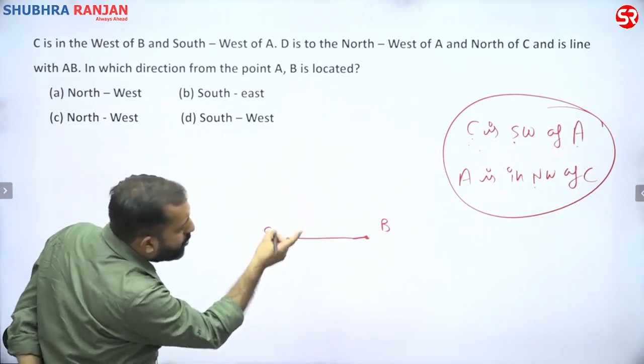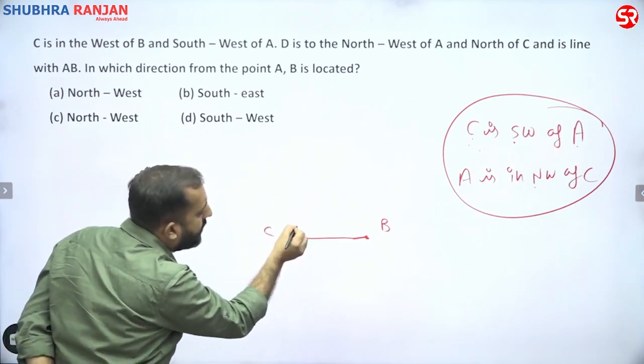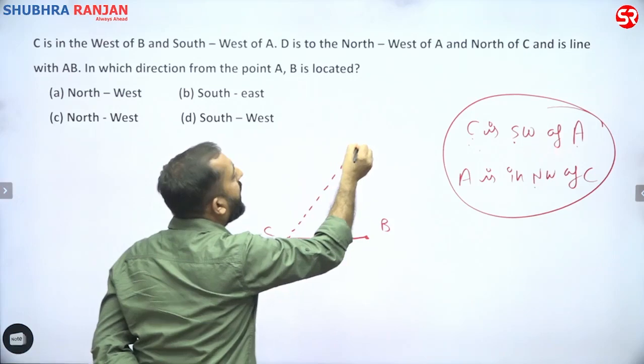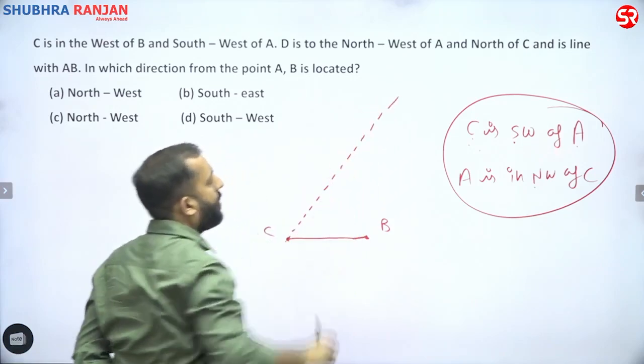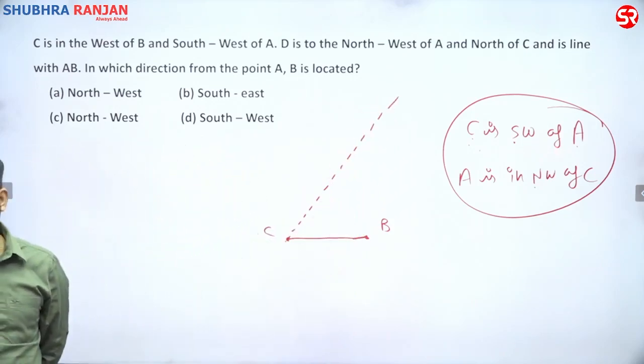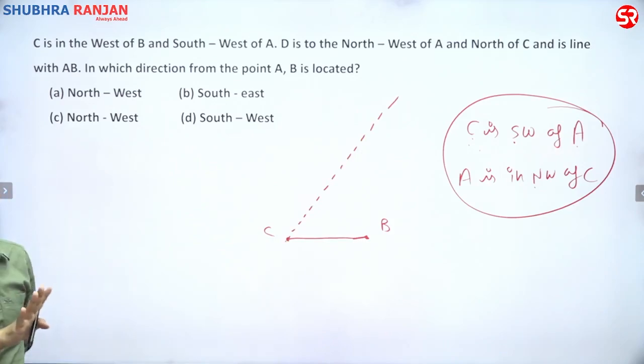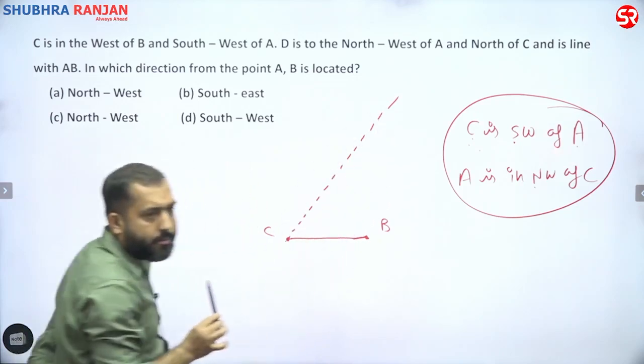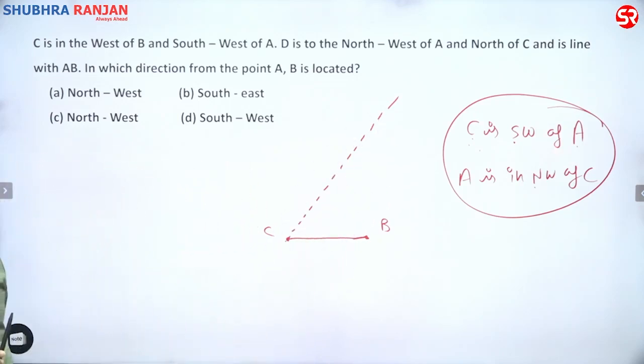South, northwest of C. This dotted line represents points northwest of C. Am I clear? And point A can lie anywhere on this line. A is in the northeast of C.